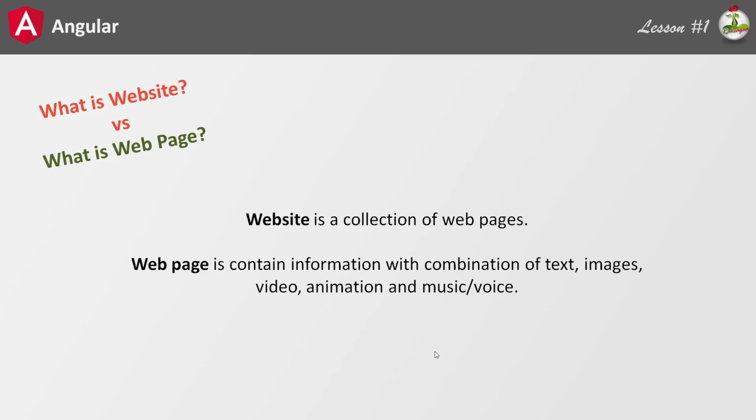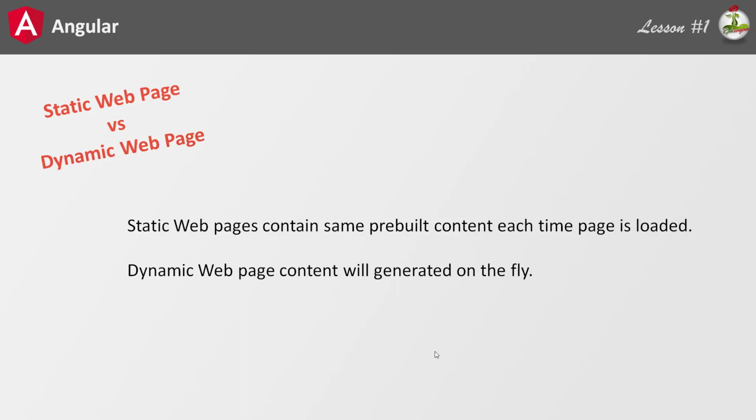So when we are talking about web pages, there are two types of web pages. What are they? Static web pages and dynamic web pages. What is meant by a static web page? Static web pages contain the same pre-built content. Each time you refresh your web page, it will always be populated with the same content. When the developer designs or develops a page, the same page will be reflected whenever you refresh the web page. But a dynamic page is not like that.